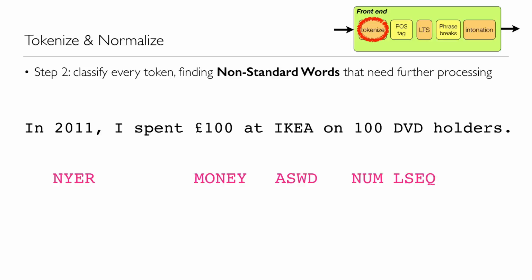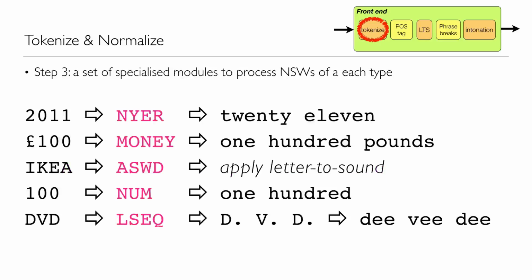We could try rules. Each of those categories is handed off to a specialist module that knows how to expand things of its type. And that could be just rule-based. So expanding years into their pronunciation, we should be able to write some sort of simple rules and some sort of simple grammar that does that. Some things we might just be able to pronounce as a word. So IKEA, just hand it off to your letter to sound rules if you're sure it's pronounced as a word.